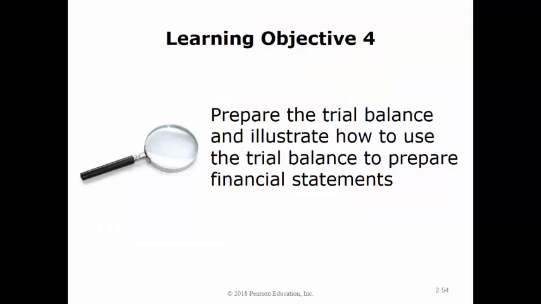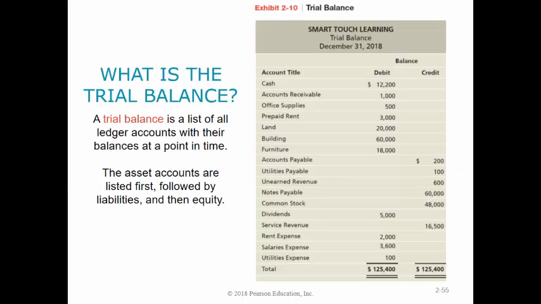In the fourth learning objective, we will learn how to prepare the trial balance and illustrate how to use the trial balance to prepare financial statements. A trial balance is prepared after the journal entries have been posted to the ledger. The trial balance is a summary of all the accounts with their balances. The trial balance lists the assets, liabilities, and equity in that order. The purpose of the trial balance is to check whether or not the debits equal the credits.